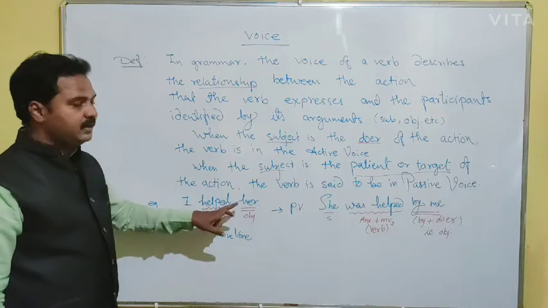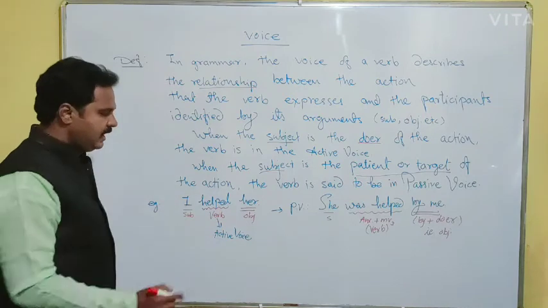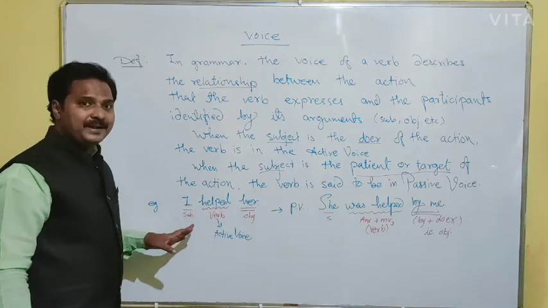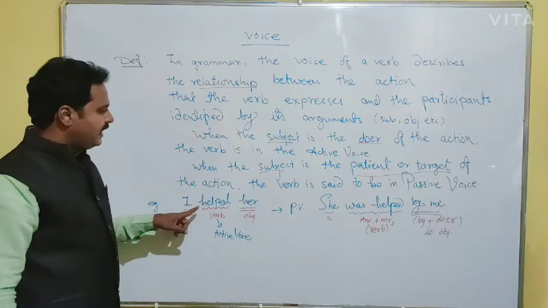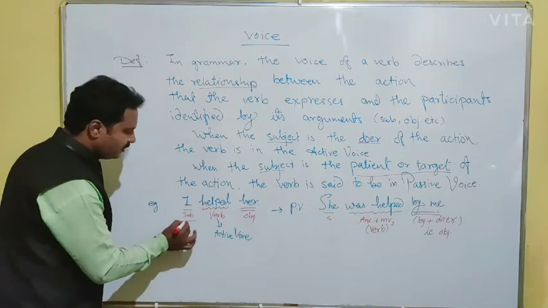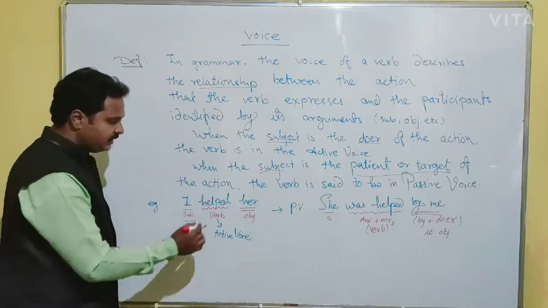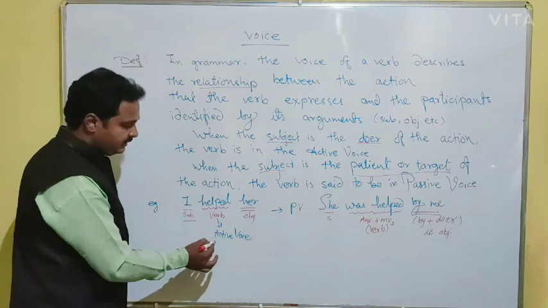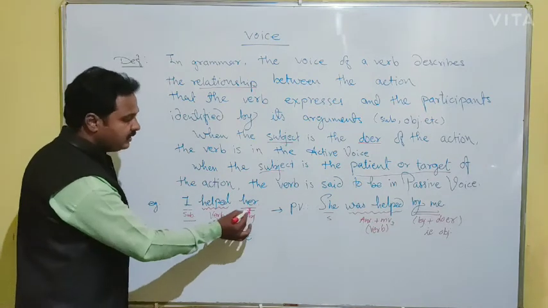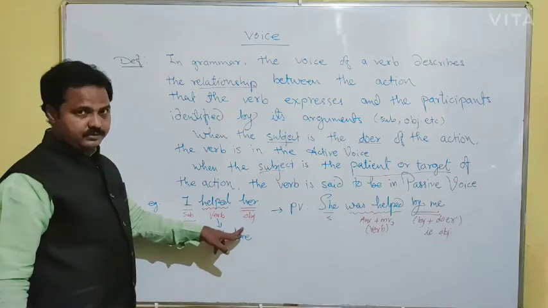I helped her. Simple sentence here. I helped her, simple past tense. Here I shows the subject. Helped is the verb. That is active voice here. And her is the object.